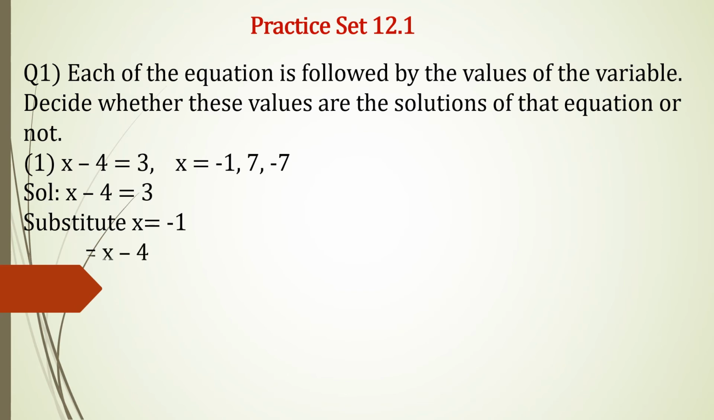So my left hand side is x minus 4. You can write the short form, left hand side means LHS. So my left hand side given is x minus 4. So I'll substitute the value x equal to minus 1. So it will become minus 1 minus 4 equal to minus 5. If you add both minus 1 minus 4, both are with the same sign, student. So both the numbers will add and the sign will be minus. So minus 1 minus 4 equal to minus 5.